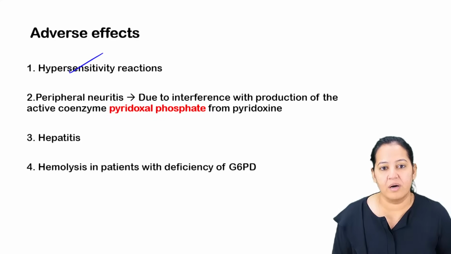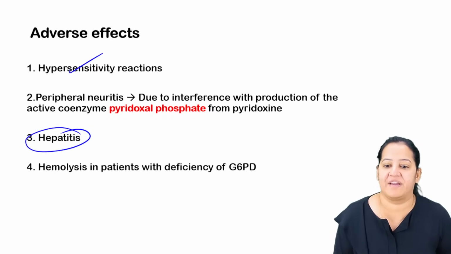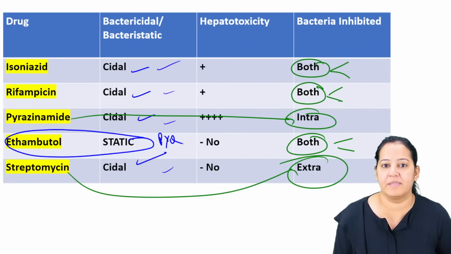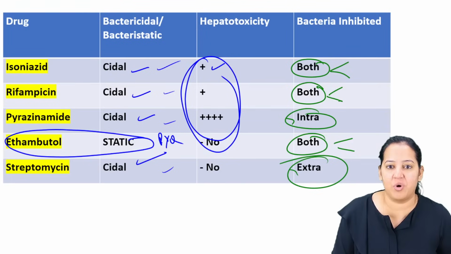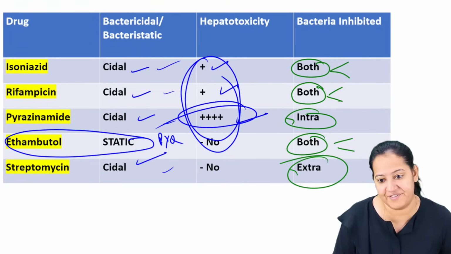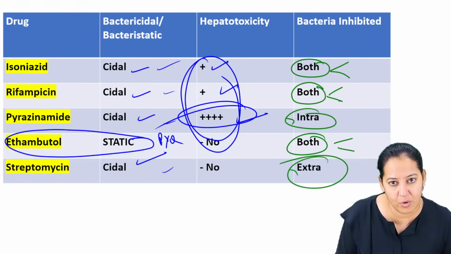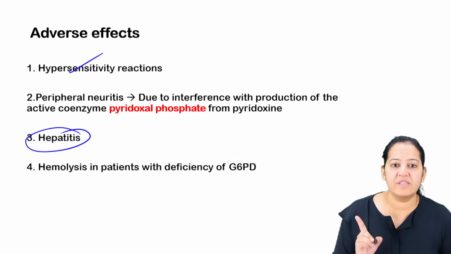Now you have to learn that the first 3 drugs cause hepatitis. HRZ. See, this was here also. The first 3 are causing hepatitis. Hepatitis is caused by H also, R also, Z also, but maximum is Z. So hepatitis is here also, here also, here also. So one of the side effects is hepatitis.